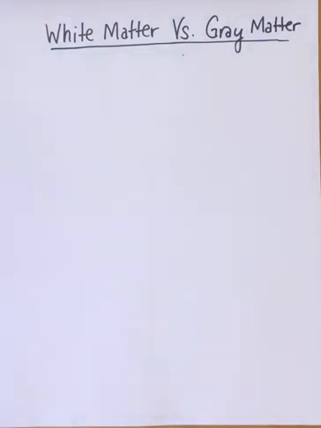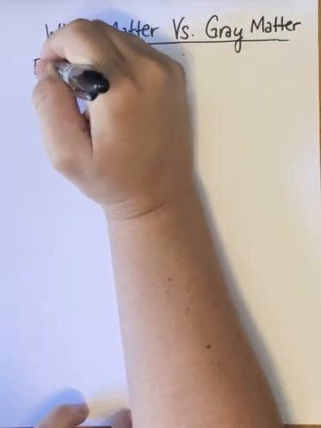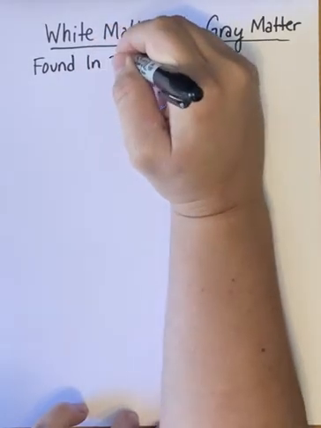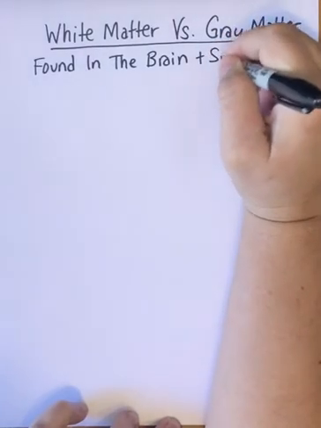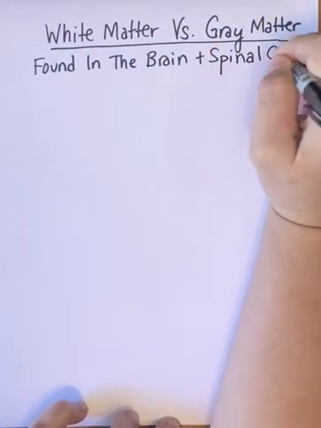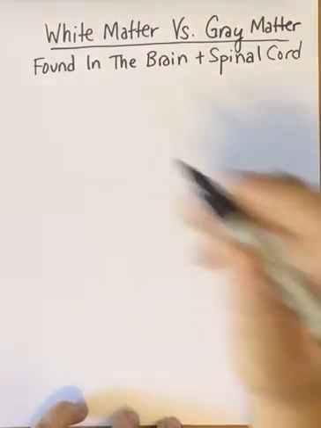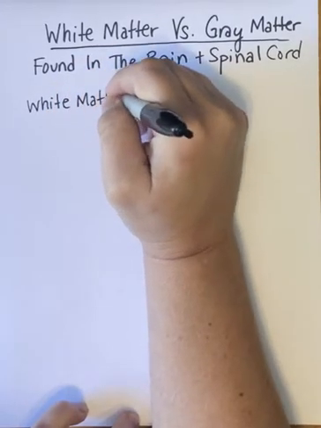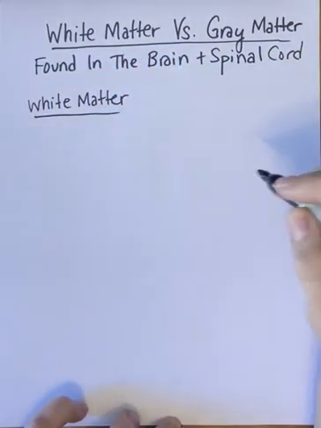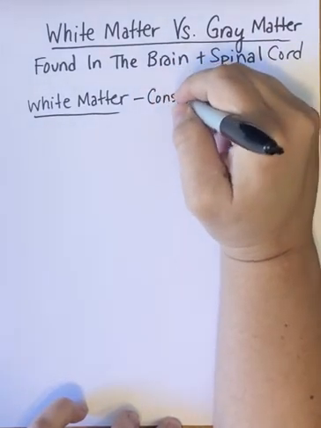Alright, this video is over white matter and gray matter. So white matter and gray matter are found in the brain and spinal cord. We've talked about gray matter and white matter before. When we talk about white matter, when you say white matter, this is going to consist of myelinated axons.